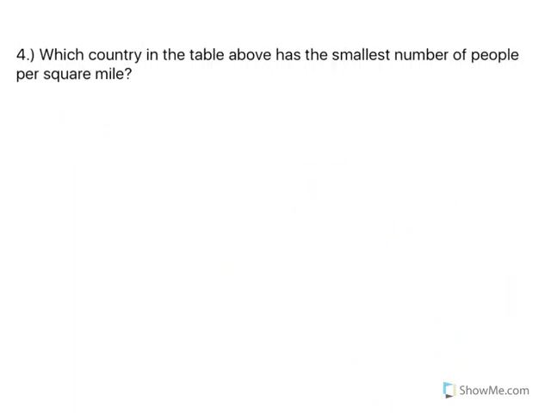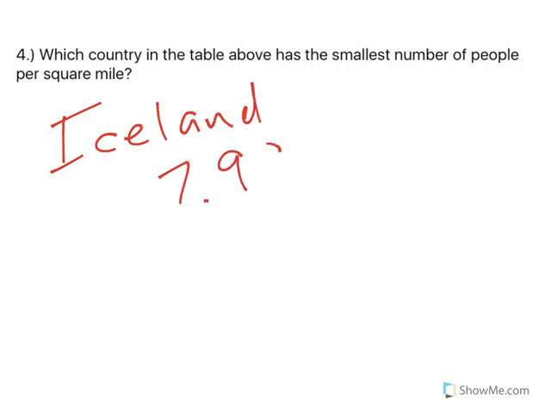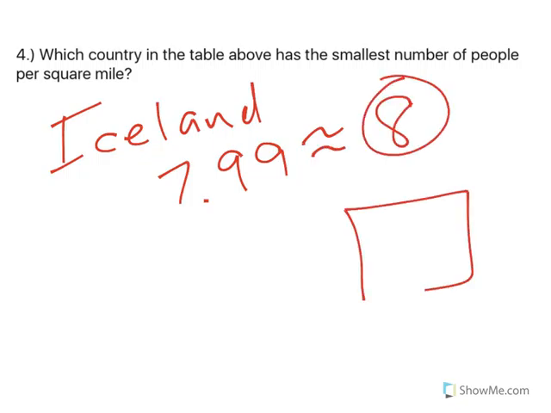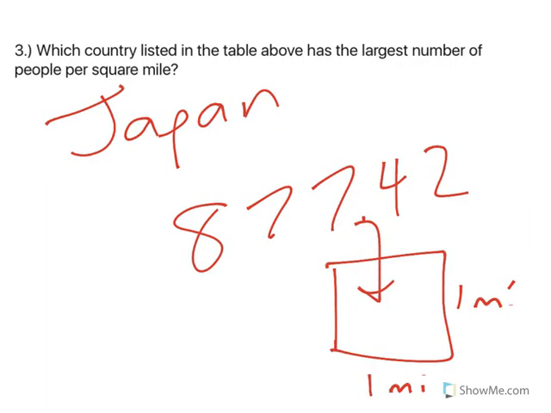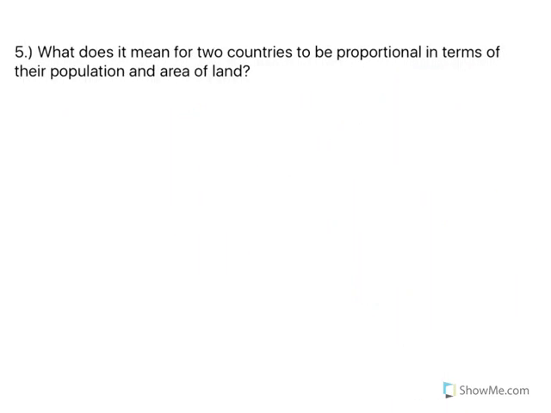Which country has the smallest number of people? Well, those are our friends in Iceland with a population density of 7 point something. Let's go ahead and round that up to 8, meaning in a piece of land that is 1 mile by 1 mile, 8 people live there, compared to the 877 in Japan. Isn't that crazy? That is crazy.